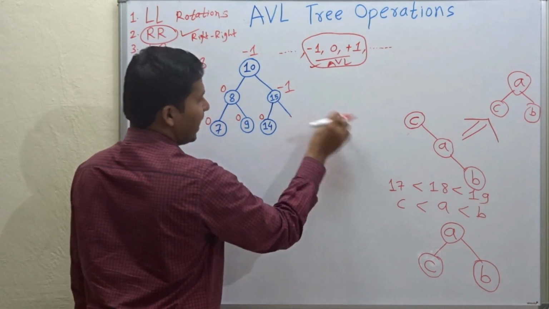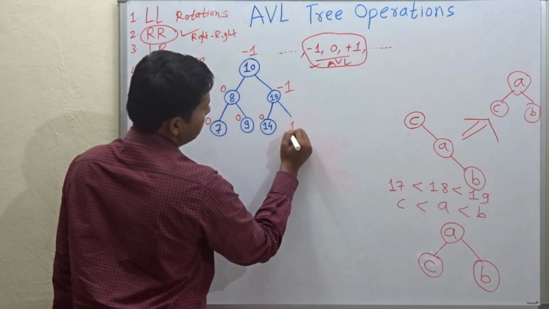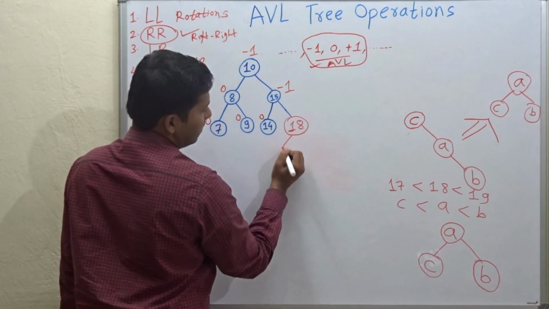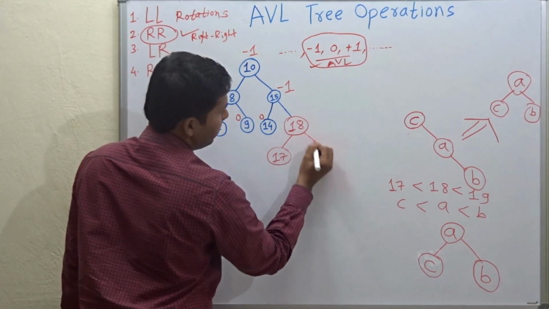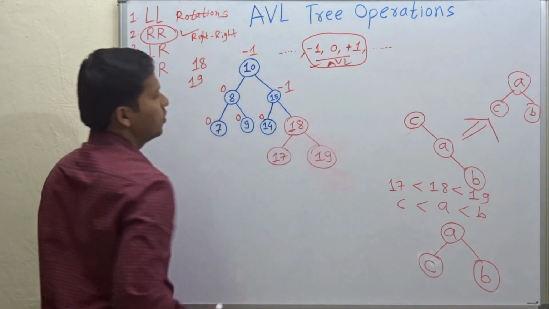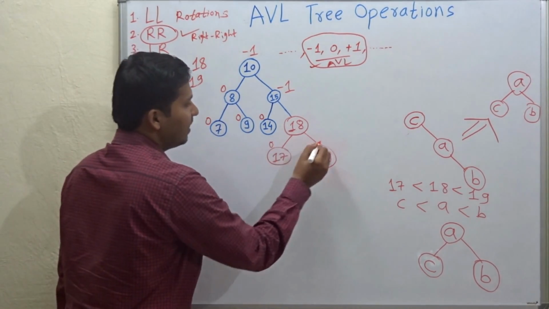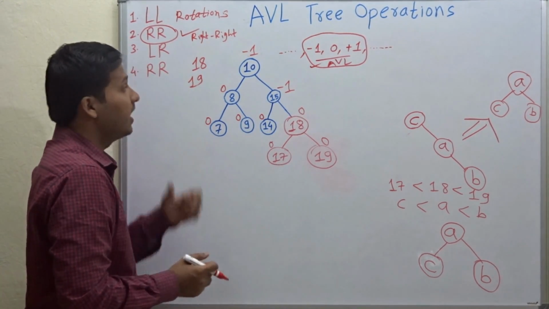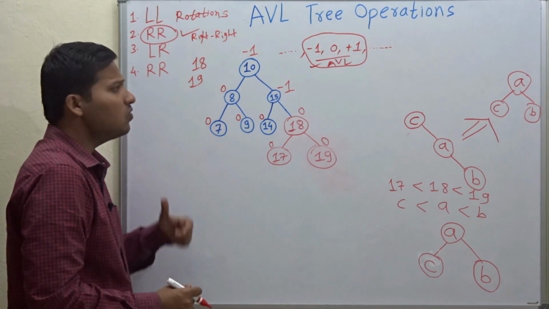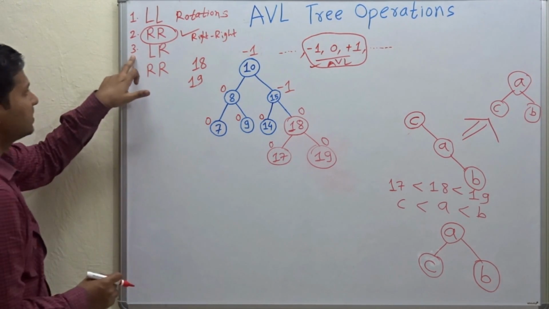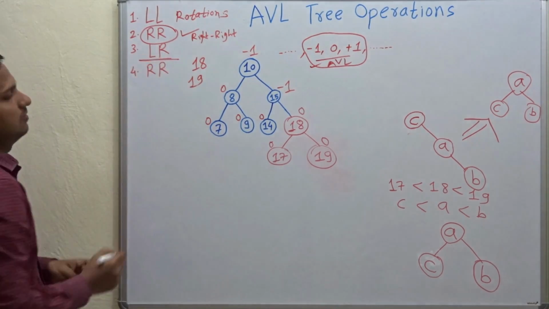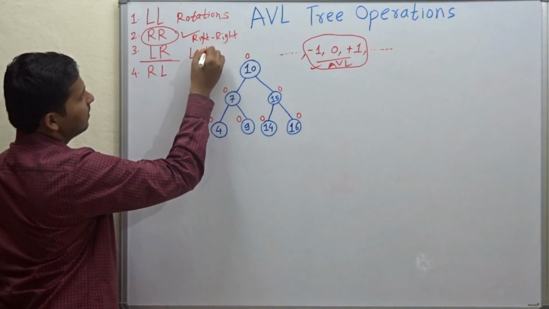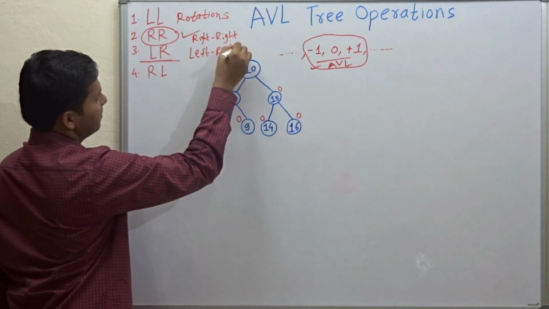Now pull A. When you pull A and attach it to 15, means the right child of 15. So 18 here, 17 here and 19. So this is the way we have balanced this binary search tree, and now this can be called as AVL tree. Now let's look at the next rotation, that is LR. So let's see the LR operation now, that is the left right rotation.